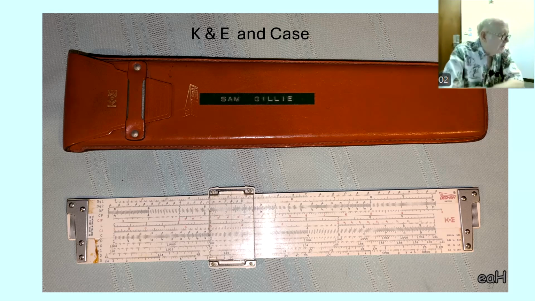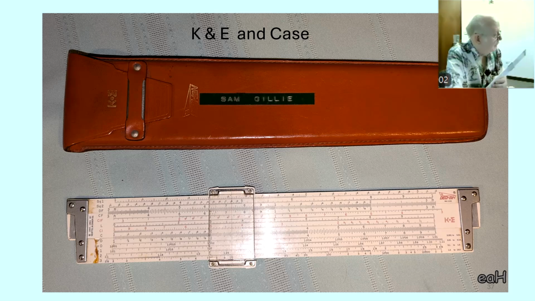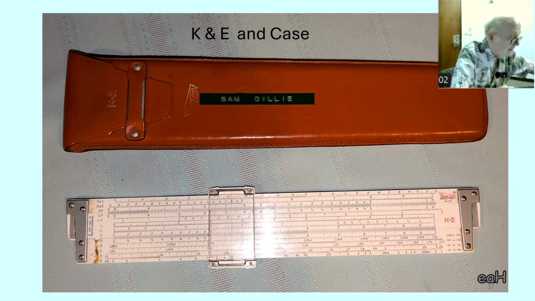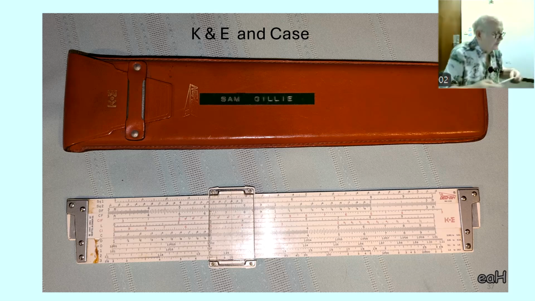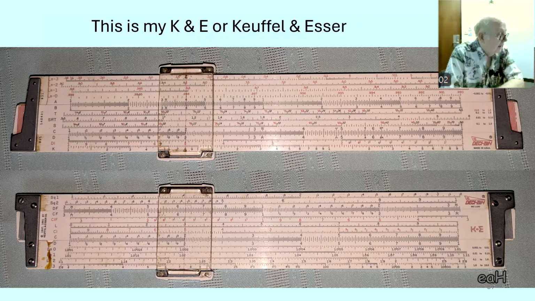But K&E was the top brand. This one online, a good one, was selling for $4,400. I saw another one for about $85. This is about the top of the line for K&E. There are a couple others that have a few more scales, but this is just about the top of the line for the K&E slide rules.